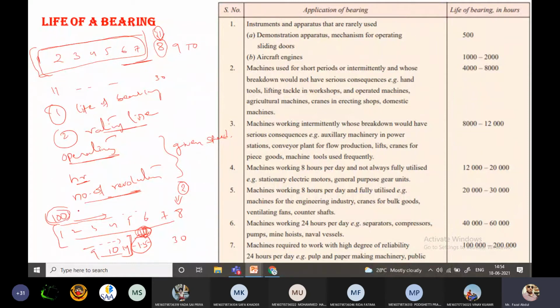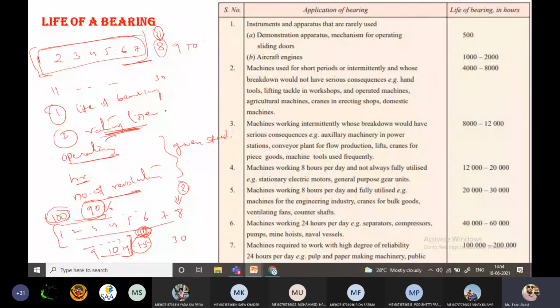So 100, sorry, not 100. If we subtract the 10 bearings, it means 90 bearings. It means the number of revolutions or working hours for the given constant speed that 90% of the group of bearings will complete or exceed before the first evidence of fatigue develops. That is, only 10% of the ball bearings or roller bearings are subjected to fatigue failure. So this 90% will give the rating life for that particular group.